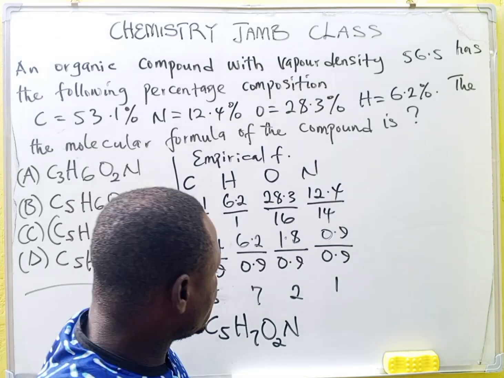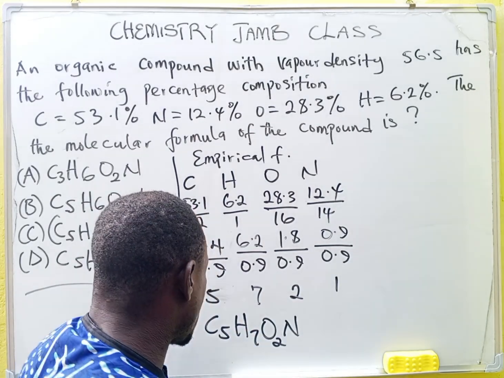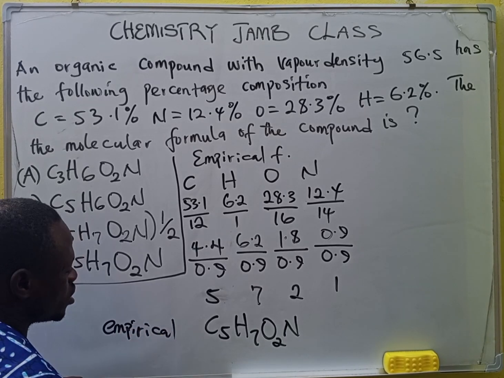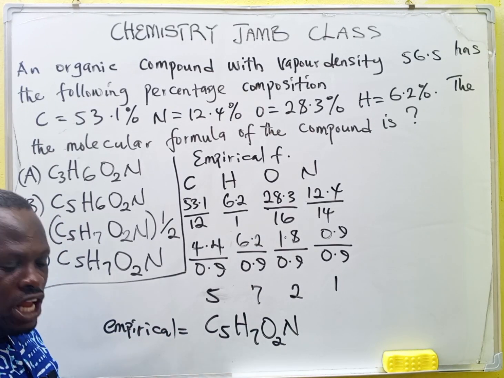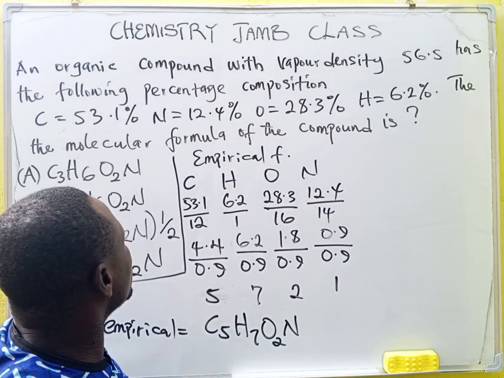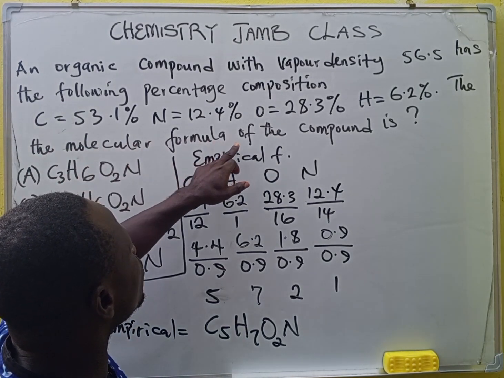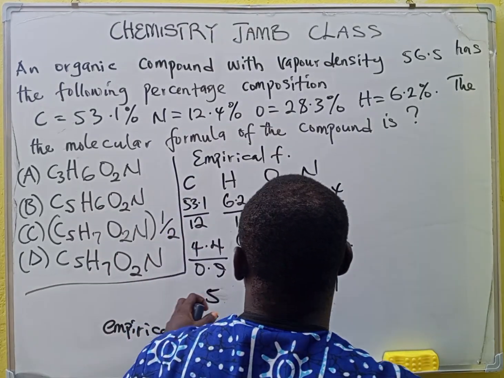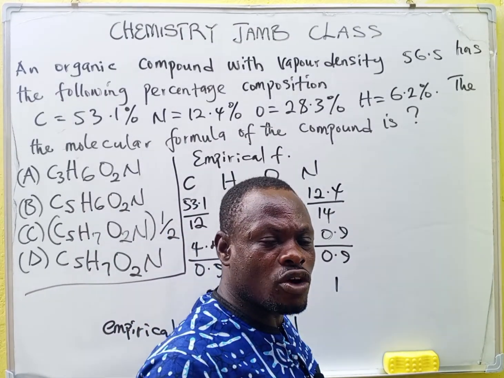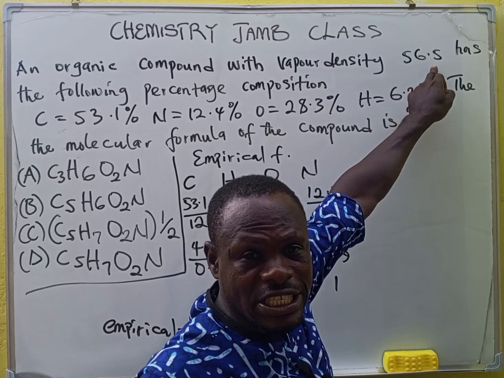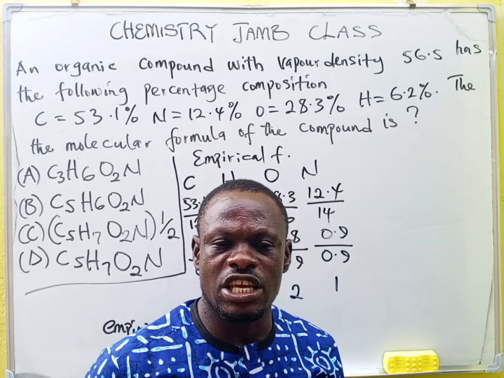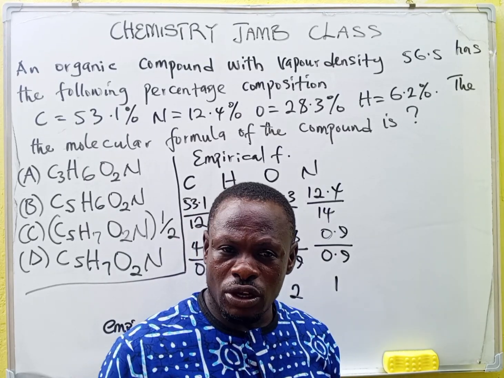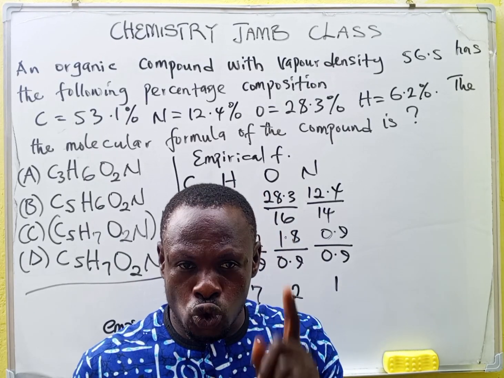It doesn't end there. This is your empirical formula. Now we go and look for our molecular formula, because we are asked to calculate the molecular formula of the compound. Are you following? Now they gave us a vapor density. Anytime you hear vapor density in solving an organic compound like this, with empirical formula and molecular formula, you have to multiply by 2.